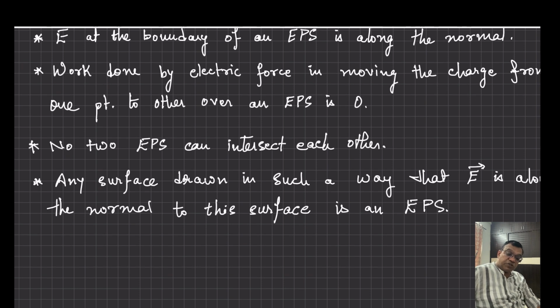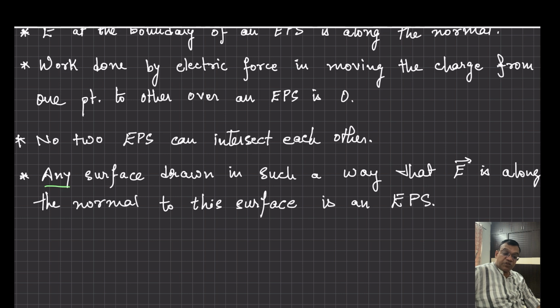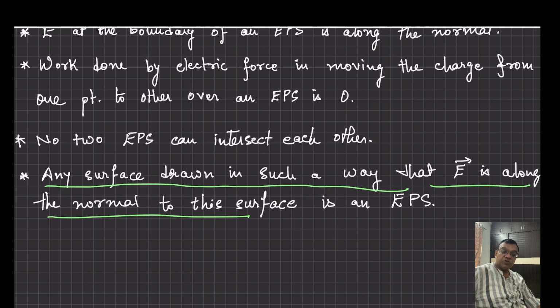Now another point which will help you solve some questions. Any surface drawn in such a way that E is along the normal to this surface is an equipotential surface. You draw any surface keeping one point in mind, that the electric field intensity is along the normal to this surface at all points. Then the surface you have drawn will become an equipotential surface.